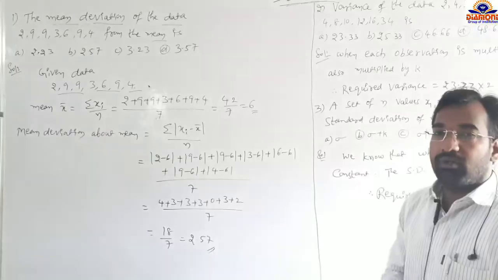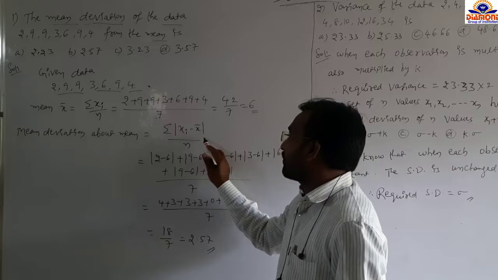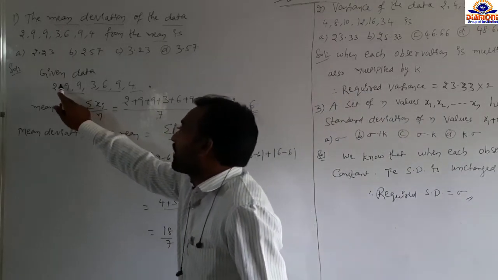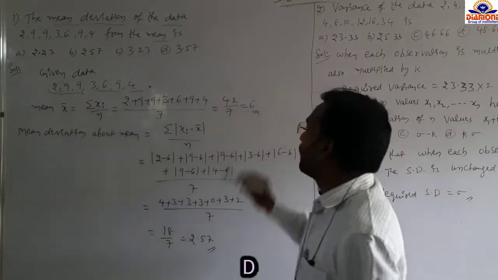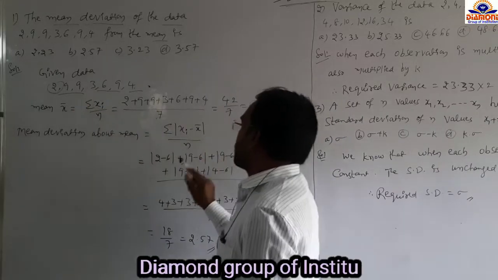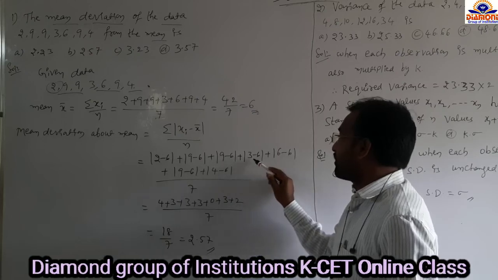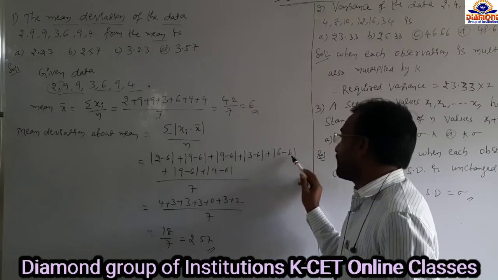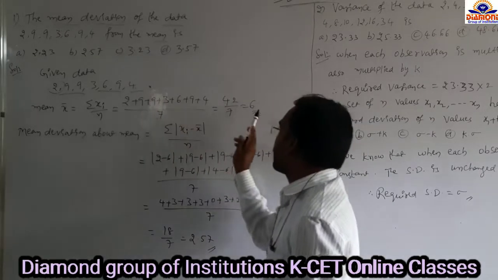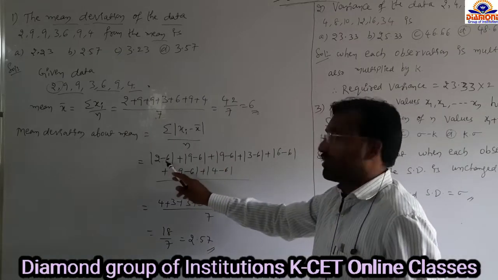Now we calculate the mean deviation about the mean. That is summation modulus of xi minus x bar, by n. Each observation is subtracted by the mean. So that equals modulus of 2 minus 6 plus modulus of 9 minus 6 plus modulus of 9 minus 6 plus modulus of 3 minus 6 plus modulus of 6 minus 6 plus modulus of 9 minus 6 plus modulus of 4 minus 6, by 7. N value is 7.